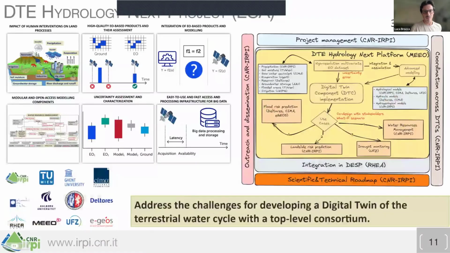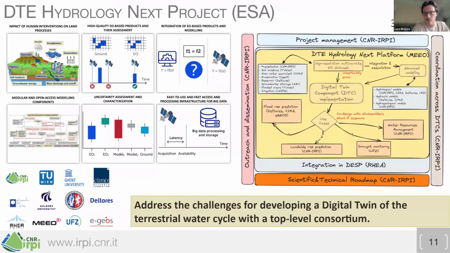This is the last slide of my small talk. In this next Digital Twin Hydrology project, we are going to further develop what we have already done in the Digital Twin Hydrology project that I presented in this network some months ago. Now we have a 2-year project starting on the 31st of October to make further advances on that. And that's it from my side.